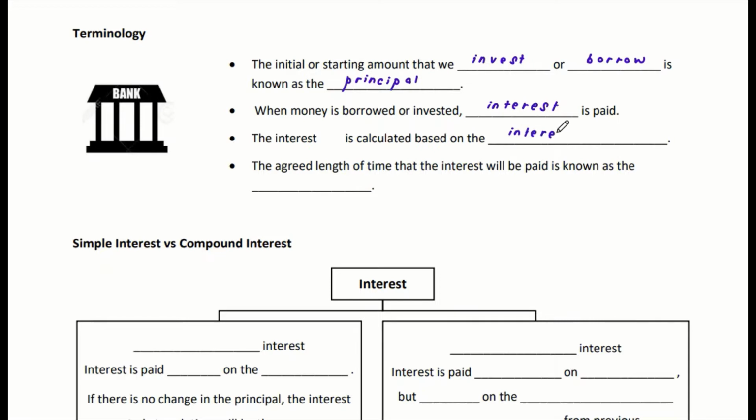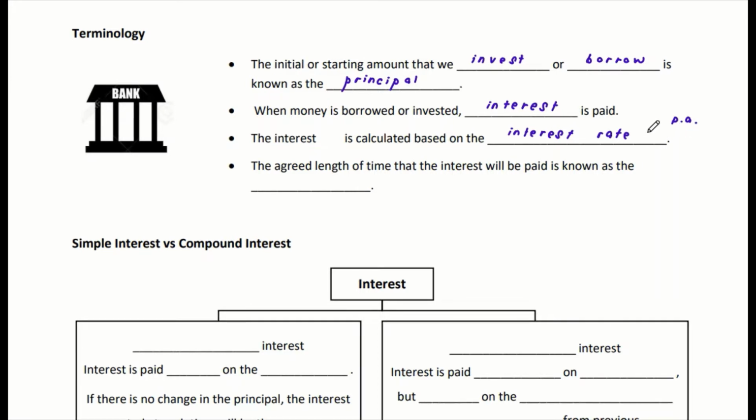So normally this rate will be given annually, which means you will see words like PA. PA means per annum, or in other words, the yearly interest rate. All right. Now when we put in the amount, we also have an agreed length of time that the interest will be paid.